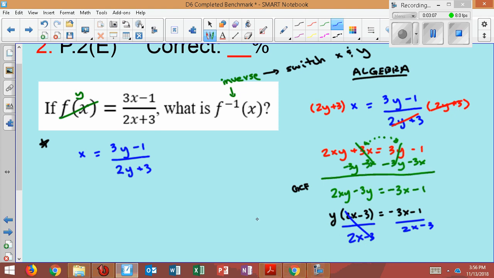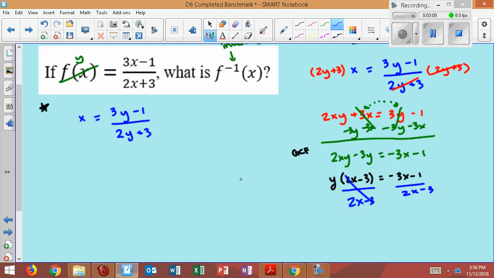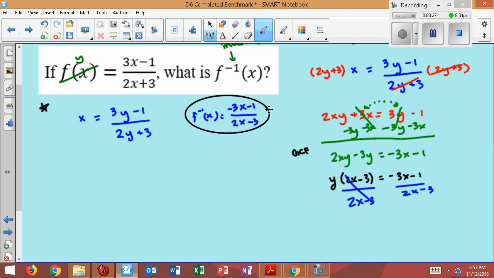Now this should be the inverse here. And so I'm going to come over here and say that the inverse, f negative 1 of x, would equal negative 3x minus 1, and this is over 2x minus 3. That's what I'm saying the inverse is going to be right there.